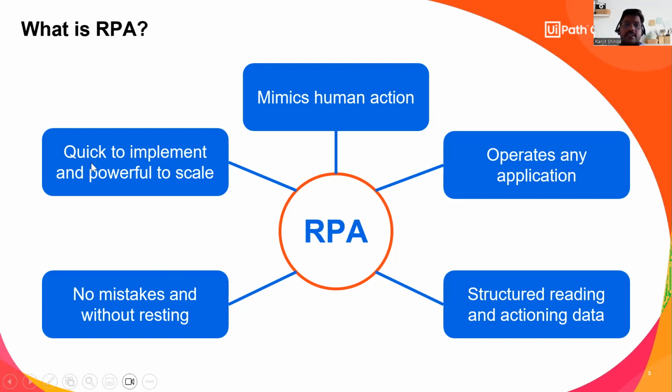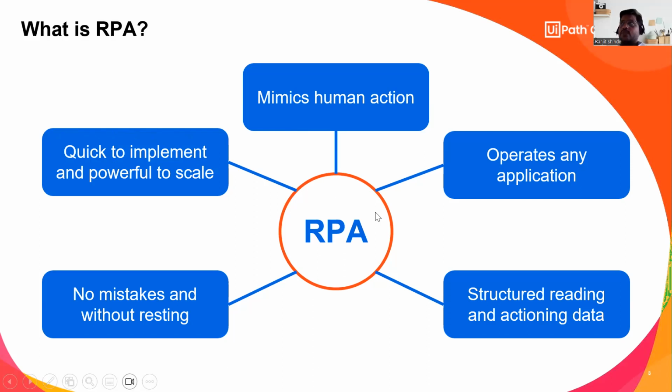Then next, quick to implement and powerful to scale. Suppose I want to fill a Google form, suppose I want to fill 100 forms on the web, it will take 1 or 2 days, correct, but when we do that task with the help of RPA, it will complete that task within an hour. So that type of application can be done with the help of RPA.